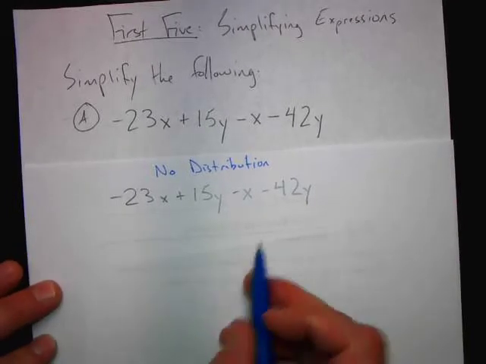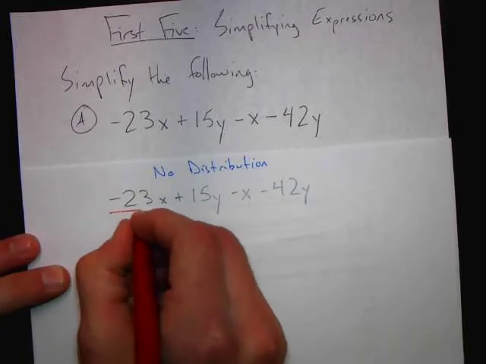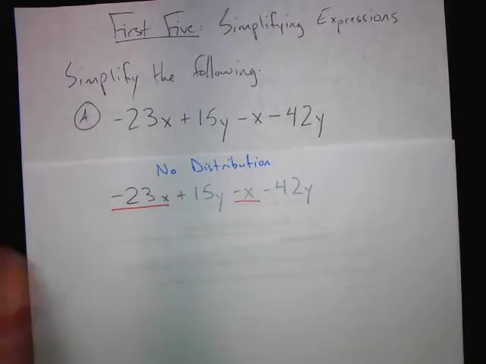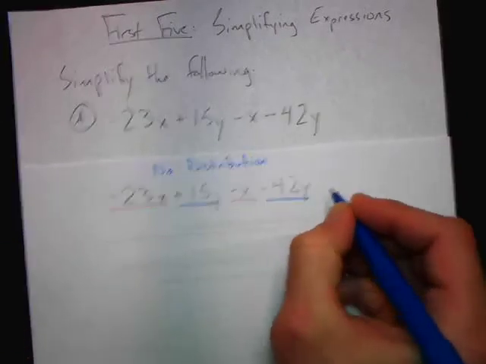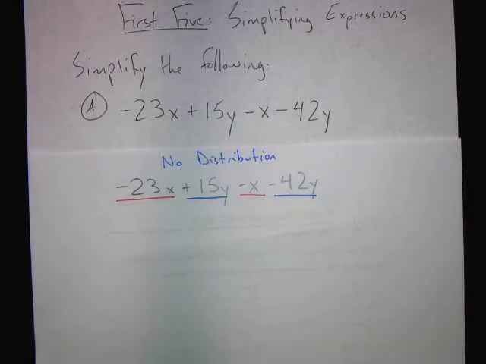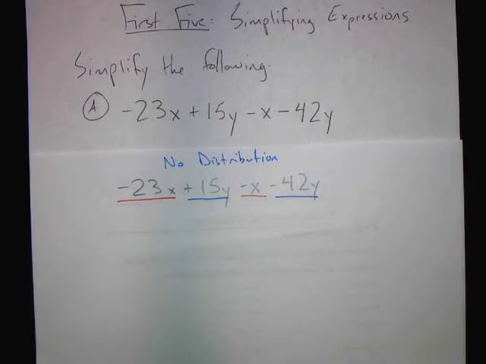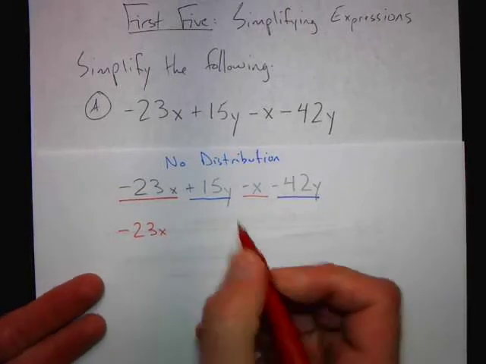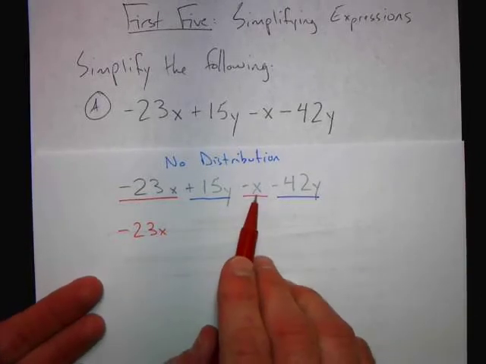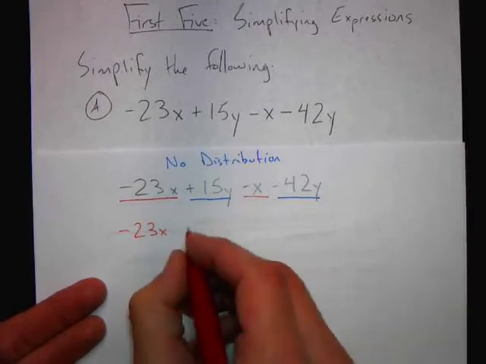So in this example, we don't have any distribution, but what we can do is look for terms that are like. And as I said before, you can add x's to x's, and the x's I'll underline in red, and we can add y's to y's, and the y's I'll underline in blue. And what we can do from that identification piece is rewrite this expression using the commutative property. We can rewrite this expression putting the x's with the x's. Now this x here has a minus sign in front of it. So when we rewrite the expression, we have to rewrite it with the minus sign.